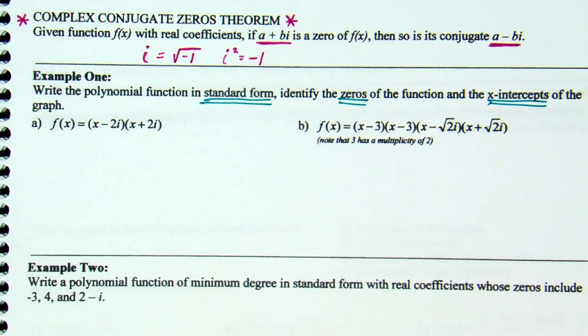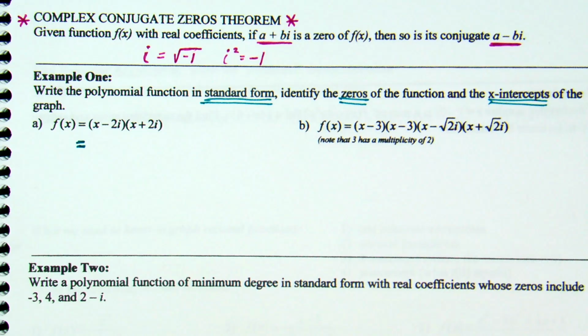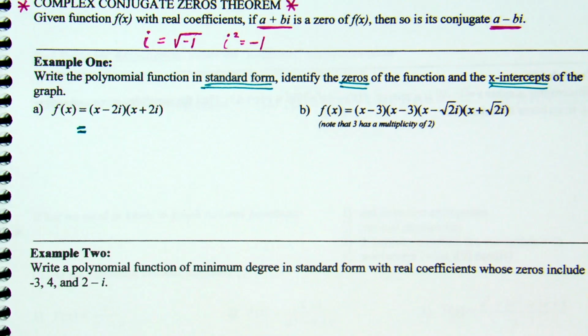FOIL it out, multiply it out. Okay, so in other words, right now we're in factored form, which has a lot of value for us and tells us a lot about it, but we also need to be able to talk standard form. So in this case, x minus 2i times x plus 2i, you are FOILing. Or multiplying, I should say, but yes, FOILing.